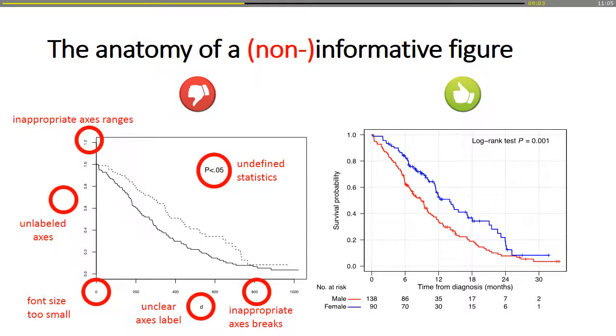This has been discussed earlier today, but it has poor font size. It's got unlabeled axes. The survival axis goes up to 120%, which is inappropriate. We've got undefined statistics, inappropriate breaks on the x-axis. So it's not very helpful, and we would have to write quite a bit about that.